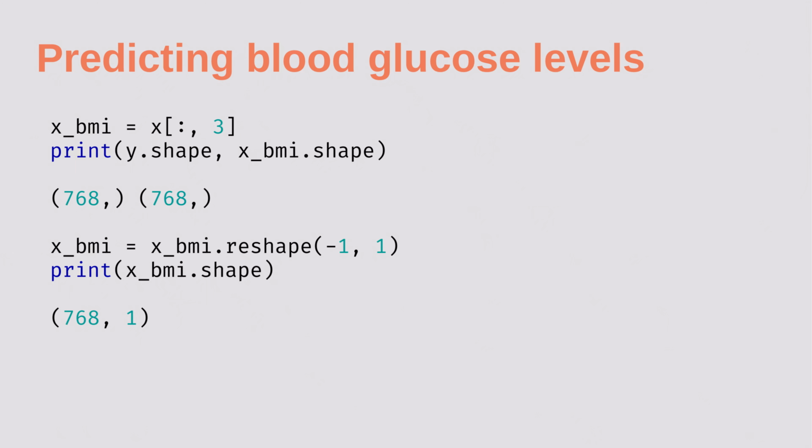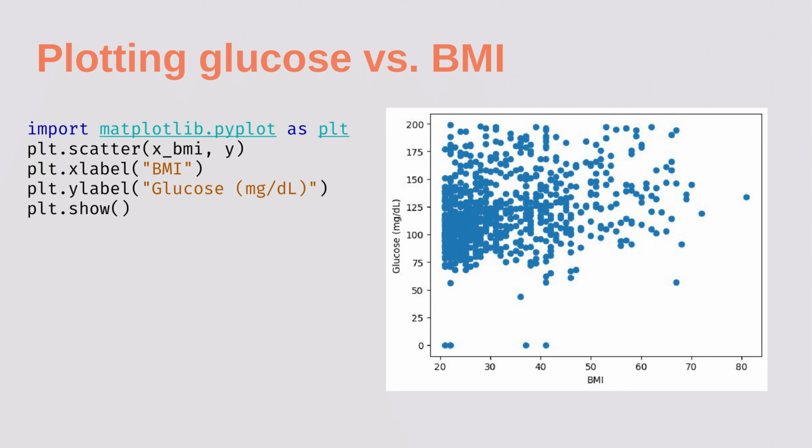We call the reshape method with -1 and 1, which tells numpy to figure out the right number of rows and make it a single column. After reshaping, we print the shape again, and we will see that x_BMI is now in the correct format for training our model.